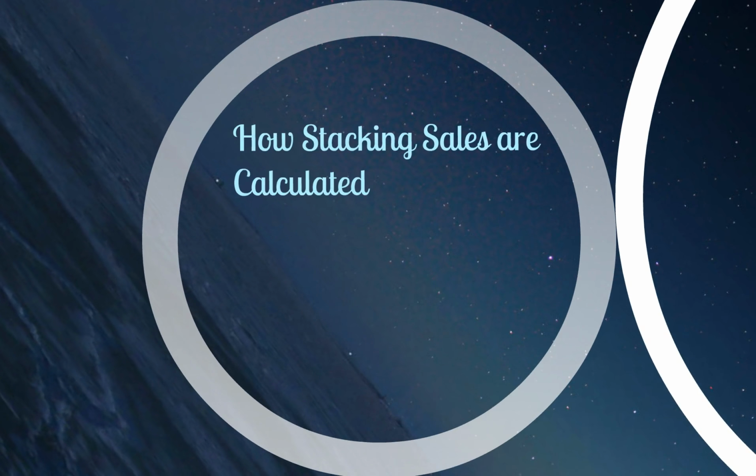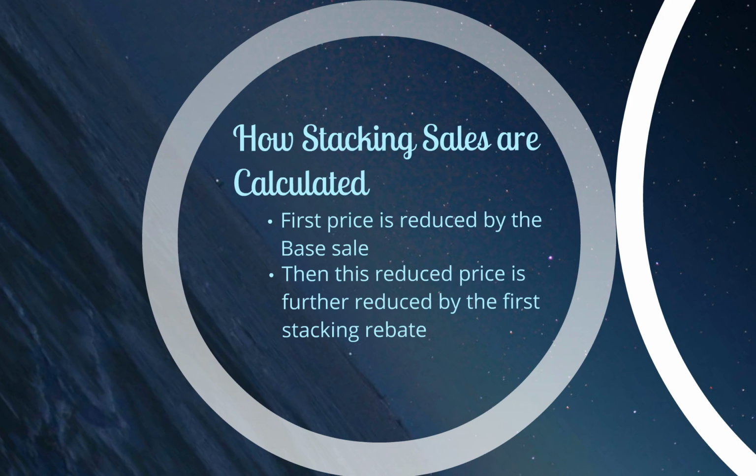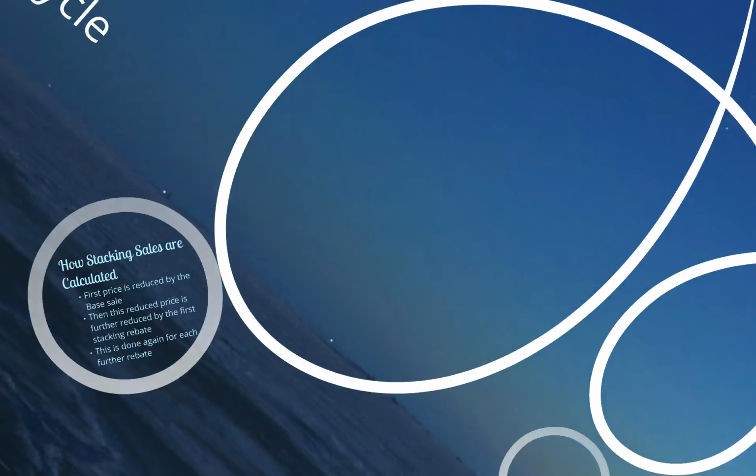So how are these rebates calculated? First, the price is reduced by the base sale. Then this reduced price, where the base rebate is taken away from, is further reduced by the first stacking rebate. And you do this again and again for each other stacking rebate you have. So let's have an example.